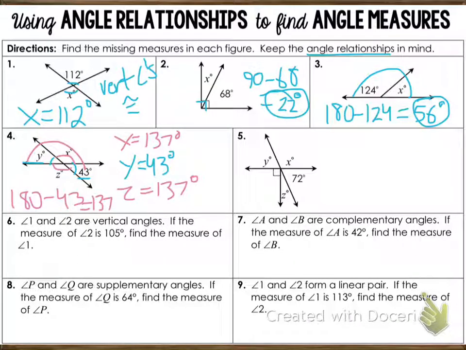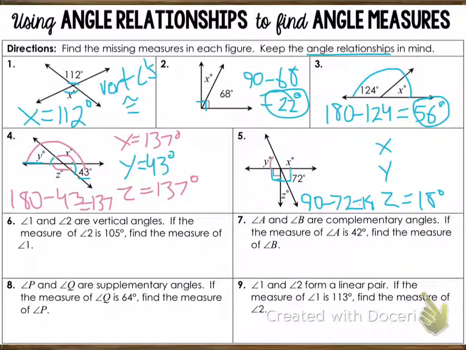So now number 5, once again, we need to solve for all of these missing measures. So we can solve for z first, because since we have this little 90-degree symbol here, we can safely assume that this is also 90 degrees. So over here I'm going to have x, y, and z. To find z, you can do 90 minus 72. And when you do that, you're going to get 18. So we know that z is going to be 18 degrees.